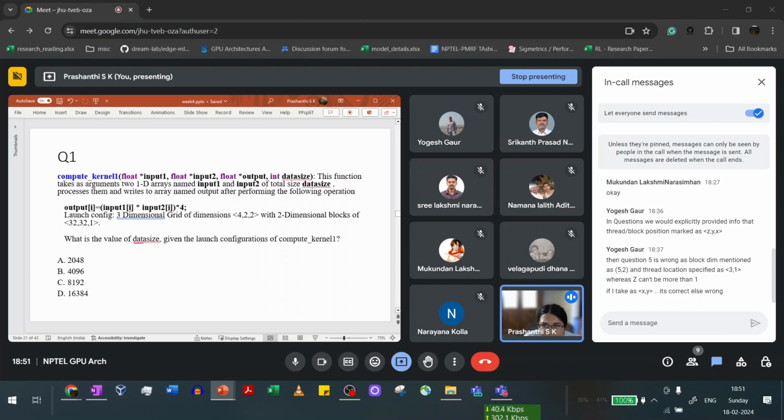What is the value of data size? Basically the size of these 1D arrays given the launch configurations. I'll give you 2 or 3 minutes to solve this and then we can discuss.